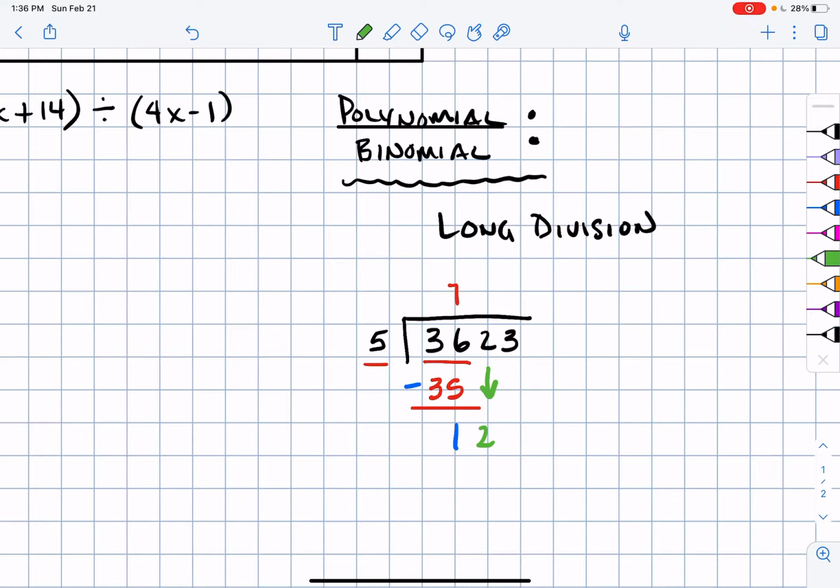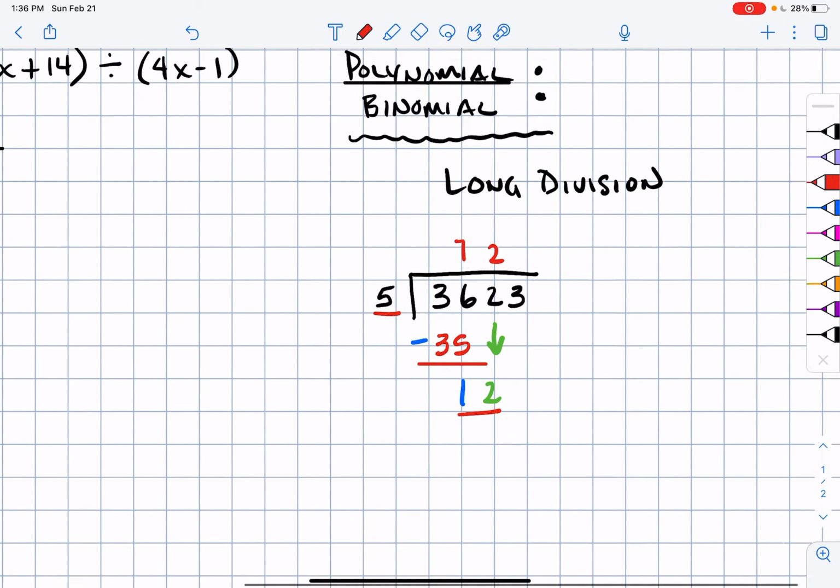So again, what were the steps? I'm going to repeat the steps right now. So it's always the same 4 steps over and over. So the next question is now saying, how many times does 5 go into 12? That's step 1. And that is going to be a 2.